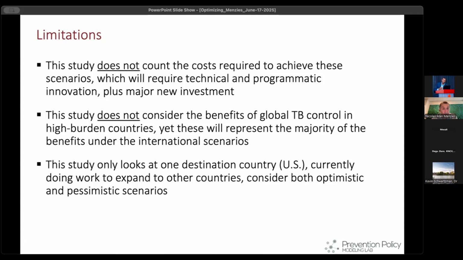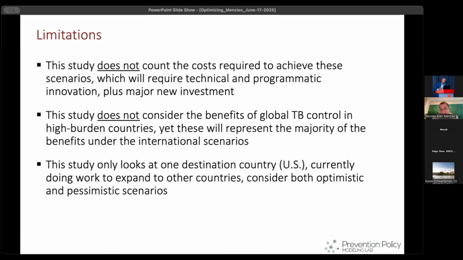Now, you've probably seen that there are a lot of limitations here. This is a modeling study that has a lot of scope and therefore needs to make a lot of assumptions to put everything together. Limitations I want to touch on here are really less about the modeling and more about the study design, what this sort of study counts and what it doesn't count. And so one thing is it doesn't count any of the costs. It doesn't count the cost of scaling up TB services in the United States, and it doesn't count the cost of improving TB services abroad. We know doing so will require technical and programmatic innovation, lots of new funding.